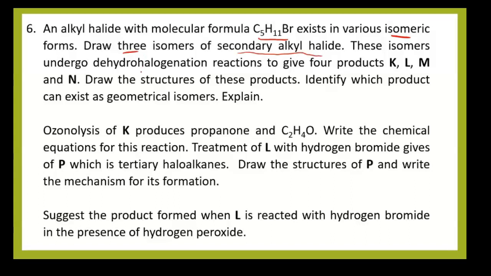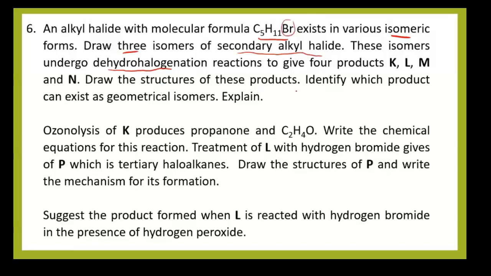So draw 3 isomers of secondary alkyl halide. So it has been shortened from the many possible isomers, you just need to draw the secondary alkyl halide. Secondary haloalkane. Only 3. And then these 3 isomers undergo dehydrohalogenation. Dehydrohalogenation, we eliminate HX. So now HBr.